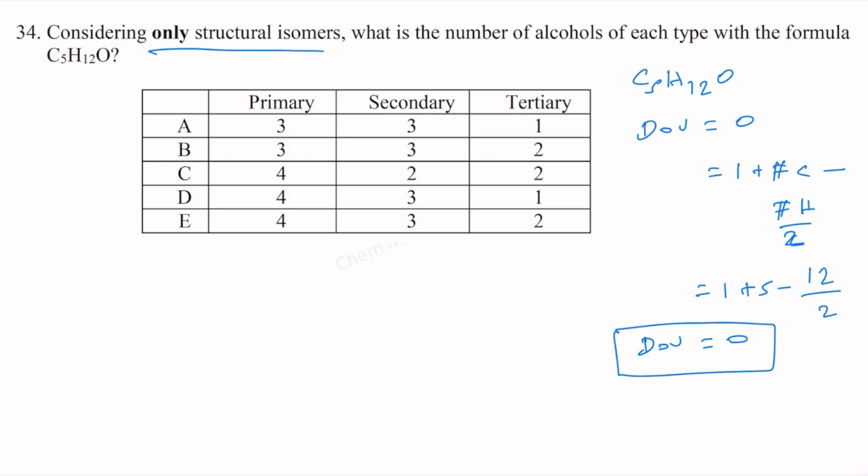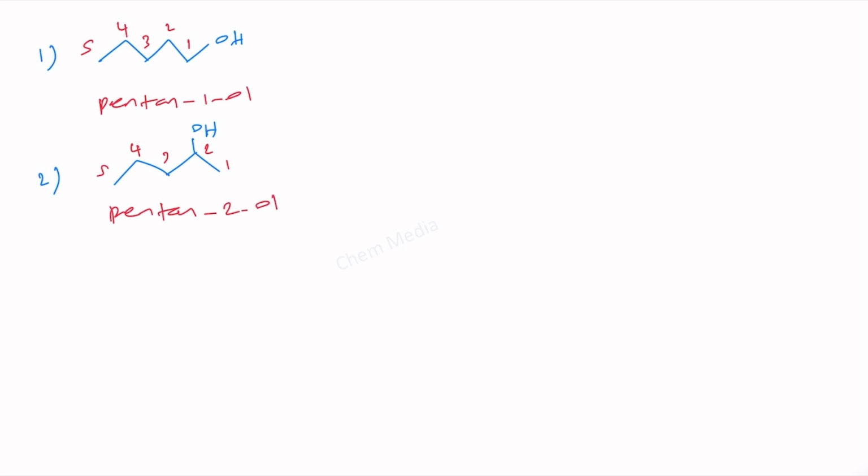Let us write down the structures one by one, and then we will try to find the correct number of primary, secondary and tertiary alcohols. We can definitely write pentane 1-ol, 1, 2, 3, 4, 5, and then the OH group. This is pentane 1-ol. We can also write pentane 2-ol, 1, 2, 3, 4, 5, OH group at 2 position. This is pentane 2-ol. And then number 3, we can also write pentane 3-ol.